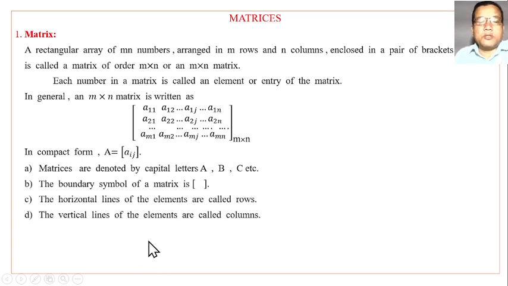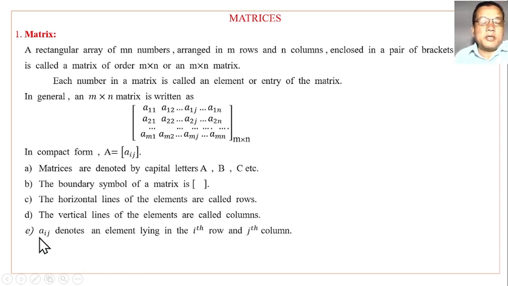The vertical lines of the elements are called columns: first column, second column, j-th column, n-th column. Small a with suffix ij denotes an element lying in the ith row and jth column. A matrix is a rectangular arrangement of numbers; by itself it has no value.